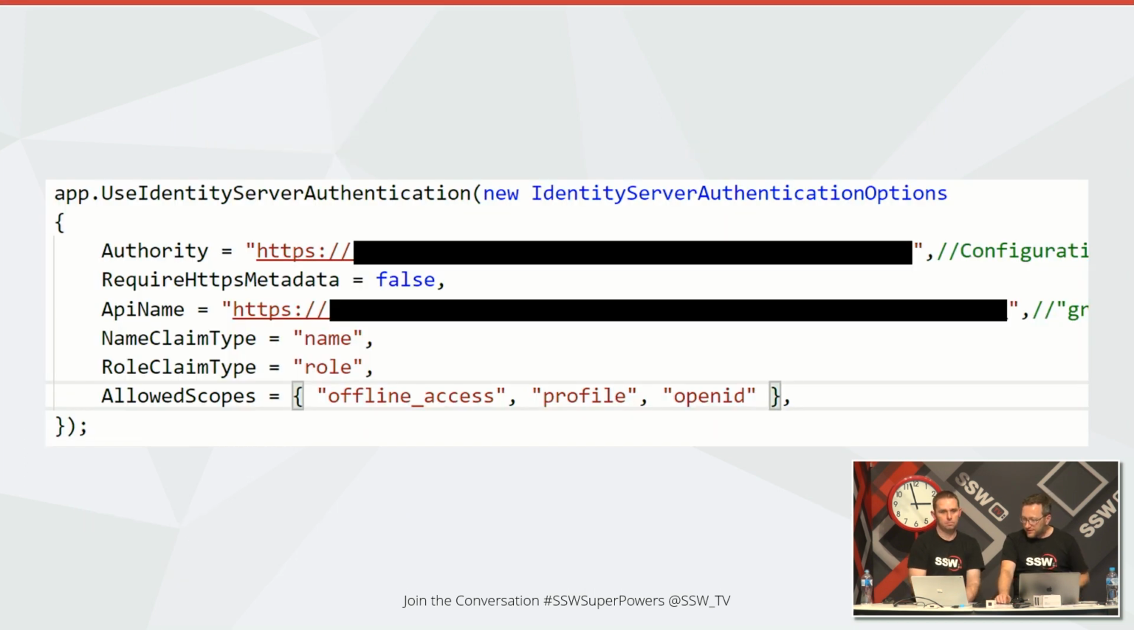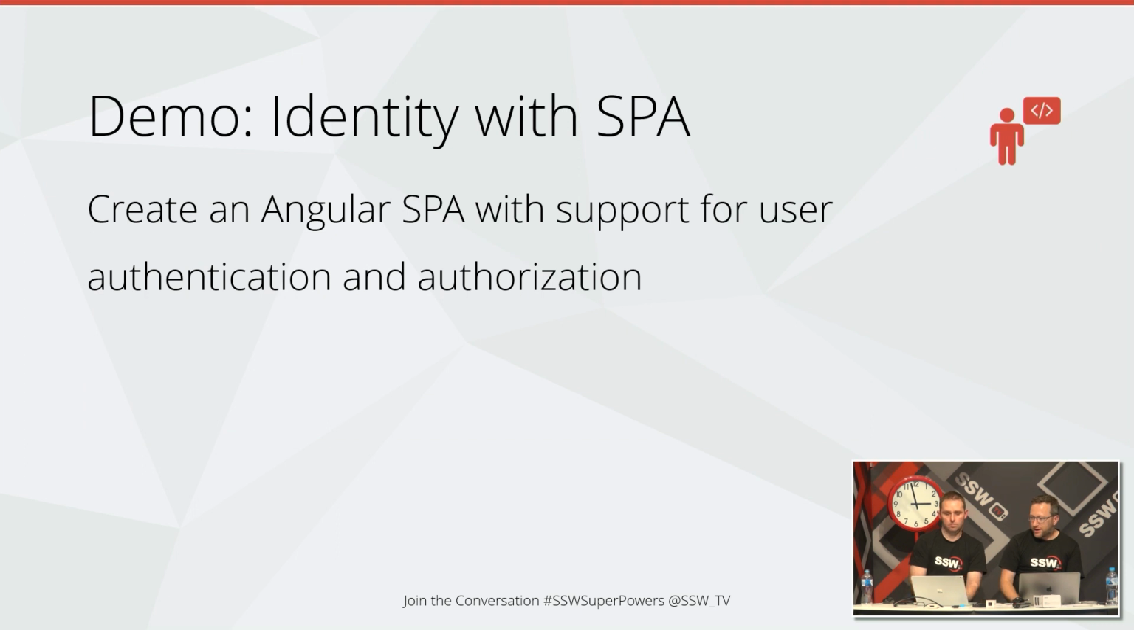And then to use that, I've got some stuff hidden in here. But once again, everything happens via configure services or through the app. So we've got app.use identity server authentication. That wires a few things up. And that's it.